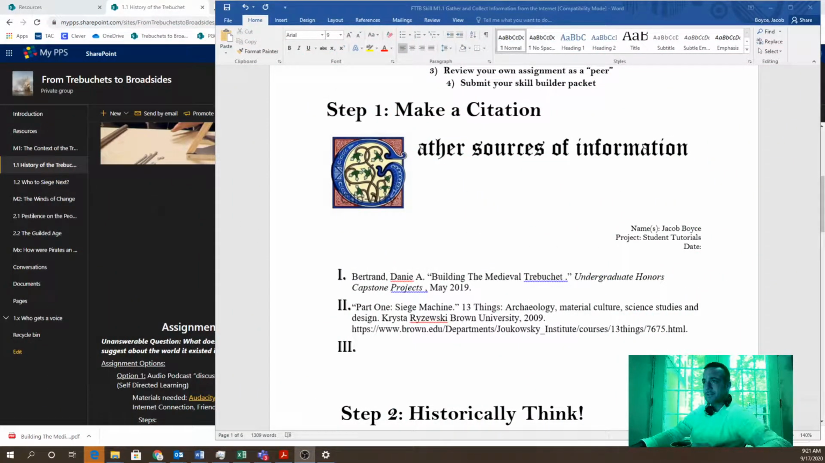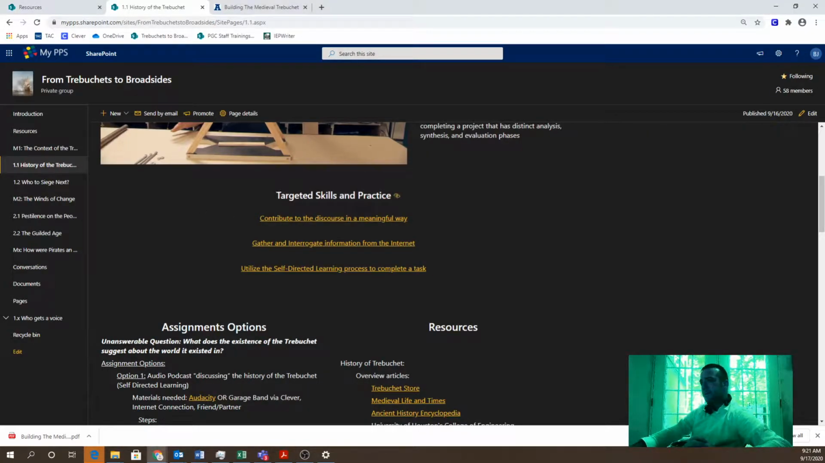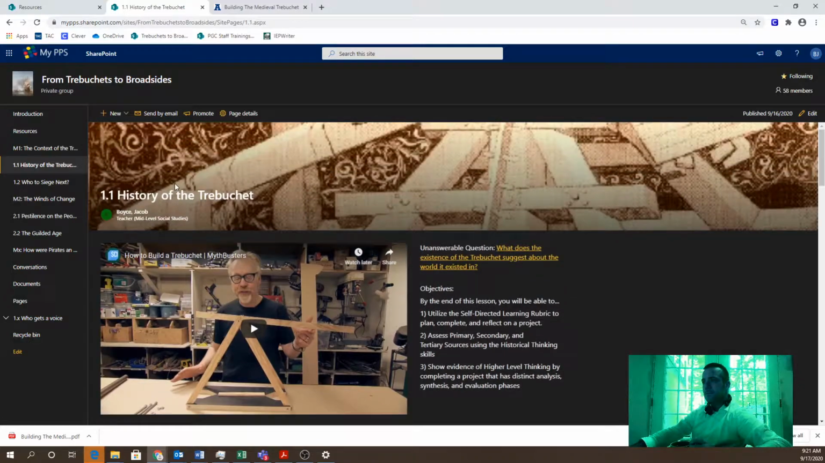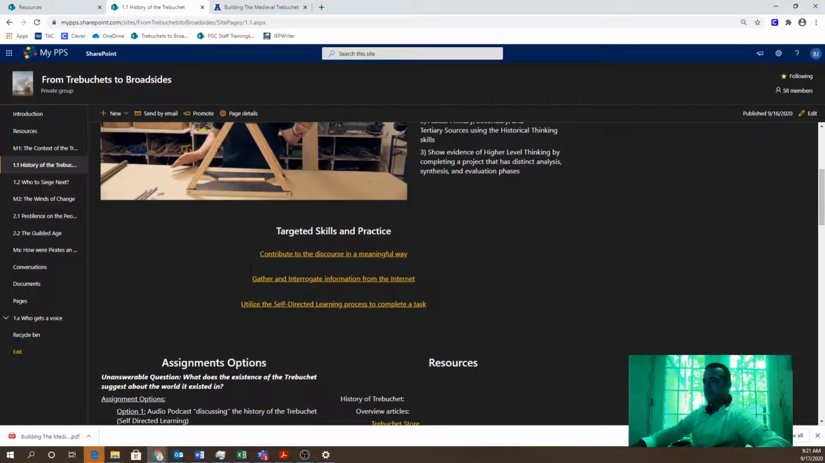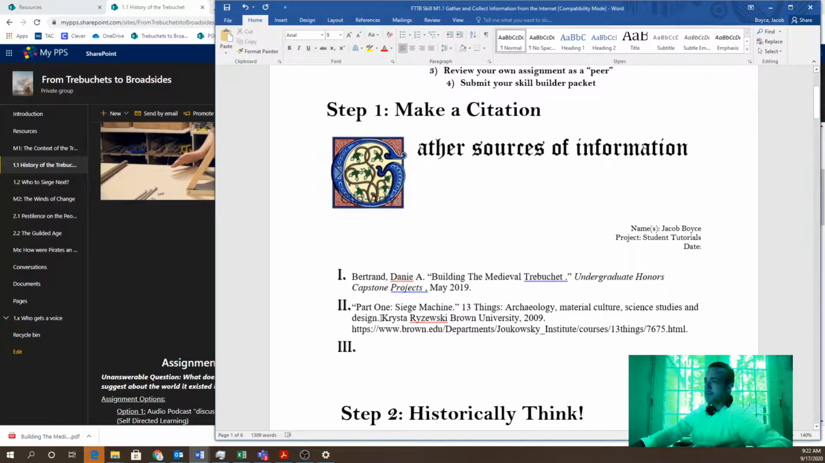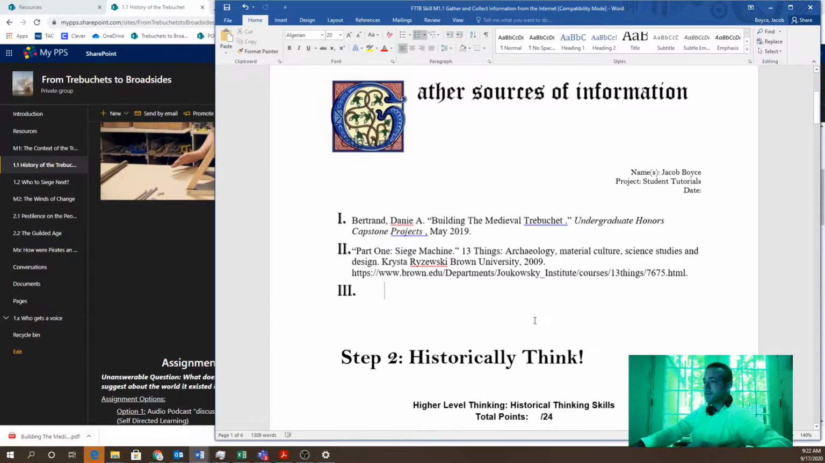What we covered last time is that we looked into the targeted skills and practice for module 1.1, the history of the trebuchet. Now we're gathering and interrogating information from the internet, and historical thinking is the interrogation of that information. So we're going to pull in this Word document that everybody should have a copy of. Last time we looked at how to cite an academic journal and how to cite a website. This time we're going to come down to historically think.